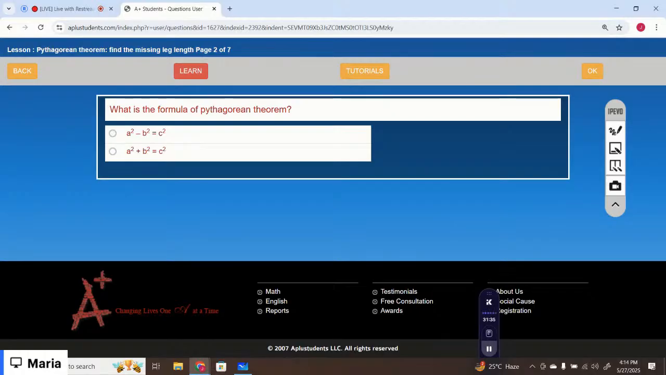What is the formula for the Pythagorean theorem? Which is the correct option? That is A square plus B square equals C square. Option number 2 is the correct option.